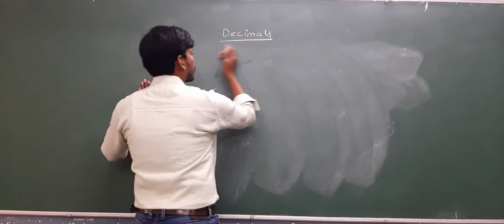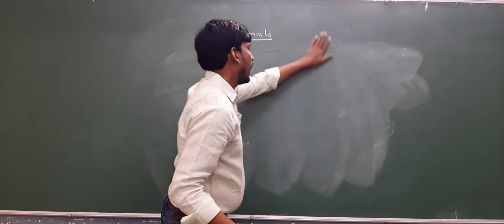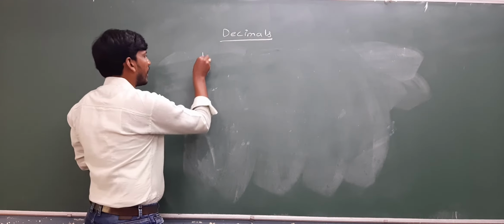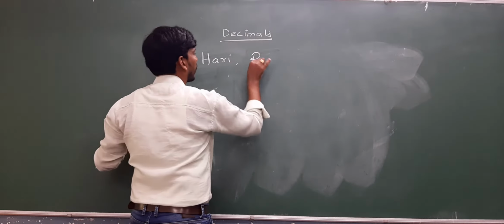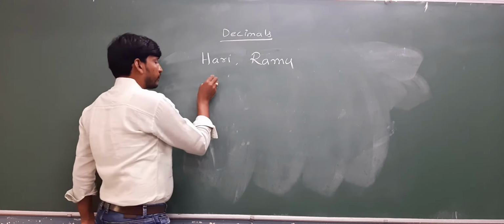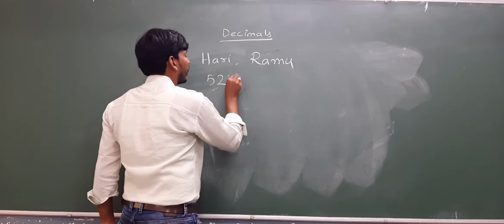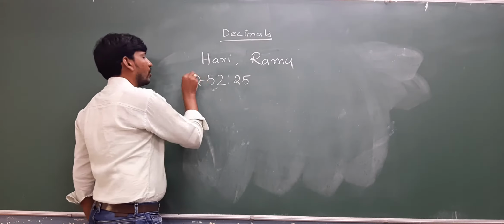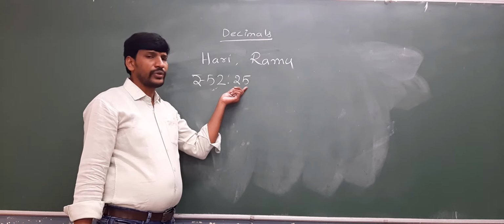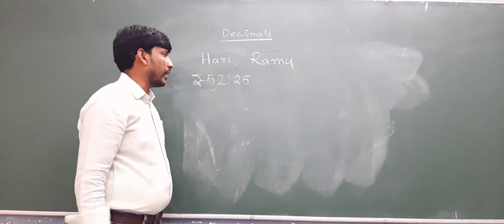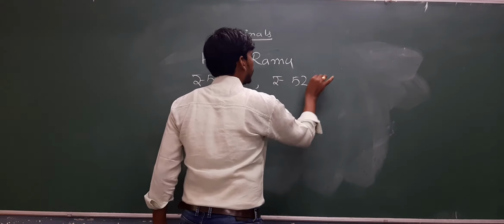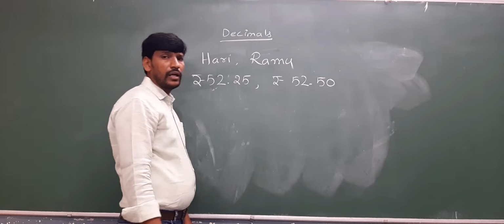See this here. Suppose there are two friends, Hari and Ramu. Clear? So Hari has an amount of 52 rupees 25 paise. He has rupees 52.25. That is 52 rupees 25 paise. The same way Ramu has 52 rupees 50 paise. Clear?